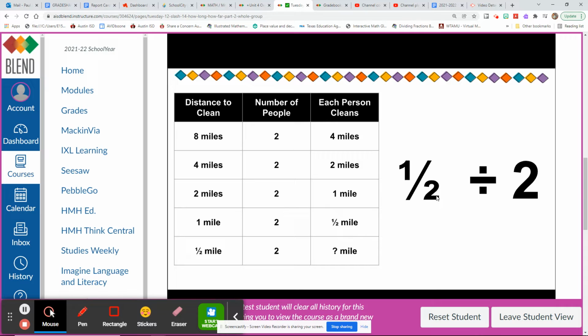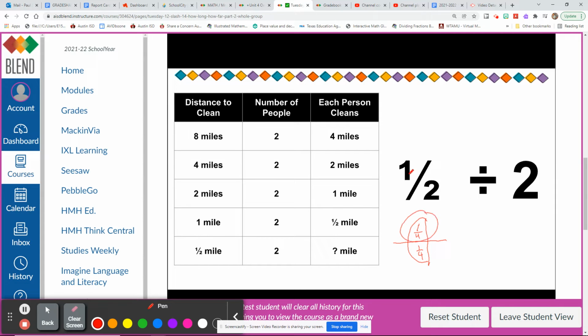So now, using half divided by two, we could determine how much they would have to clean if they were going to split up a half mile between the two of them. So a half divided by two people. Let's even pretend this is a cookie. If you have half a cookie, right? And you divide it by two people, that gives you 2/4, right? Or 1/4 size pieces. So 1/2 divided by 2 is 1/4, because if you took a half and divided it into two pieces, each piece would be 1/4.